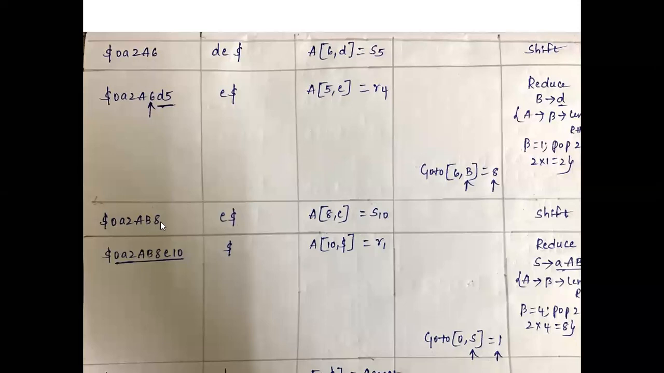B8. Right, is it clear? Sorry, here there is a mistake. 6B8 is there. 6, make a note. 6B8. And now E dollar.